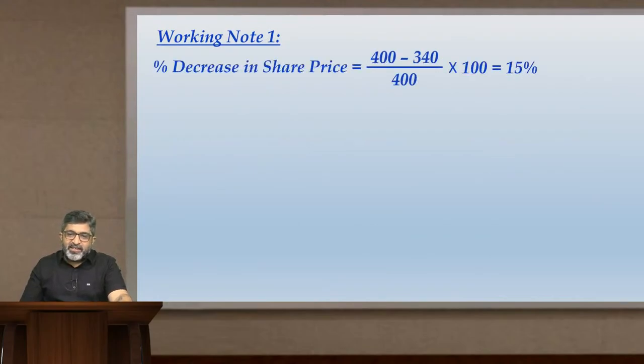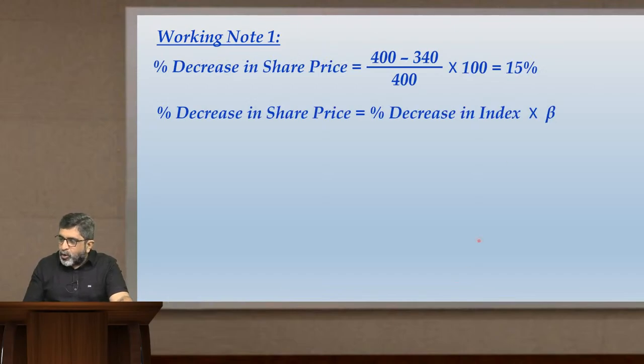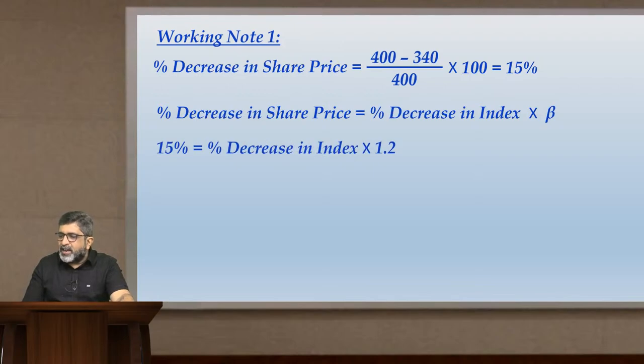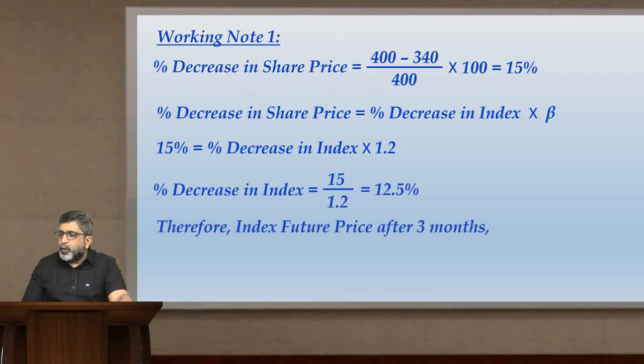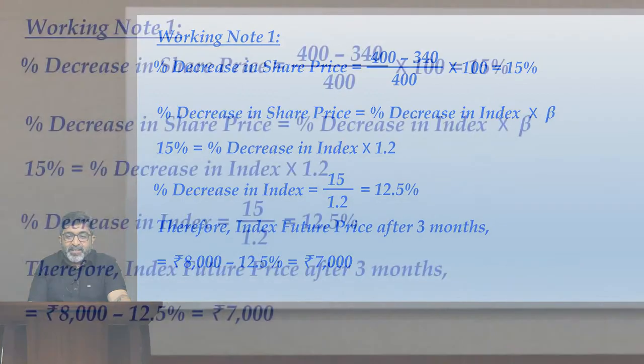The percentage decrease in the share price is 15%. We know the beta value, right? Or the meaning of beta. Decrease in the share price will be the percentage decrease in index multiplied by beta. So percentage decrease in index we don't know, but we know the value of beta and we know the value of the percentage decrease in share price. So 15% equals percentage decrease in index multiplied by 1.2. So percentage decrease in index will be 15 divided by 1.2, that is 12.5%. Therefore, after 3 months, the index future price will be 8000 minus 12.5%, and that is how you get 7000.